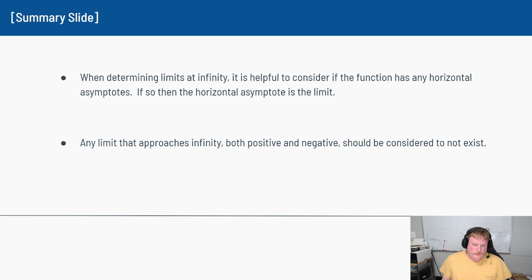So in review, when determining limits at infinity, it's helpful to consider if the function has any horizontal asymptotes. If it does, then the horizontal asymptote is the limit at infinity. Any limit that approaches infinity, both positive and negative, should be considered to not exist, especially on your AP exam.